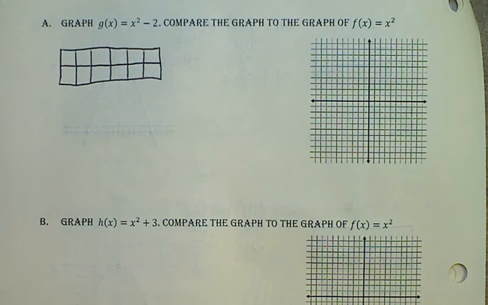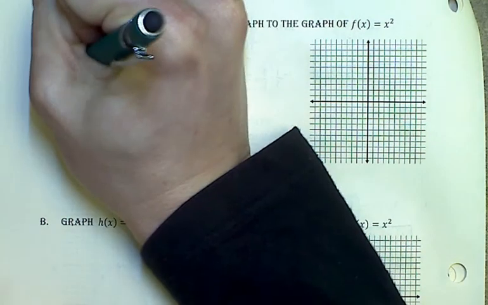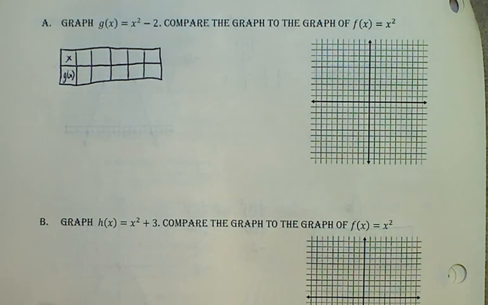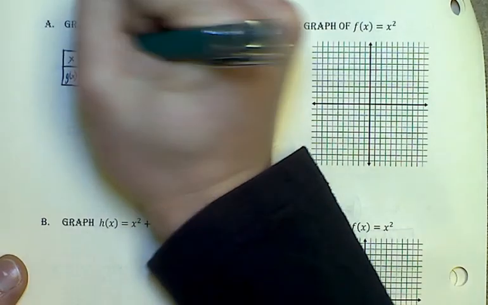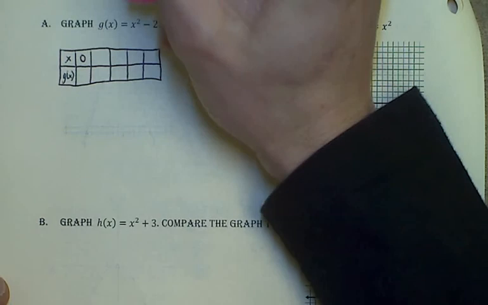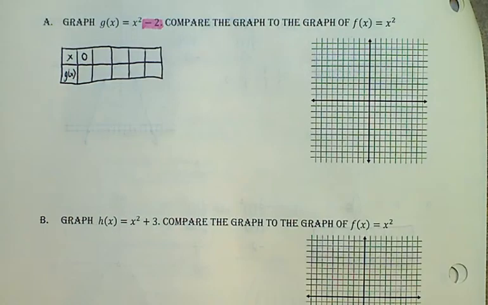So label it x and g of x. And so then we're going to go in, and first thing we got to do is do the vertex. Well, now our vertex is slightly changed. The x value is still going to be 0 because it is not shifting left or right. But this negative 2 affects our y value, essentially, or it's the g of x value.